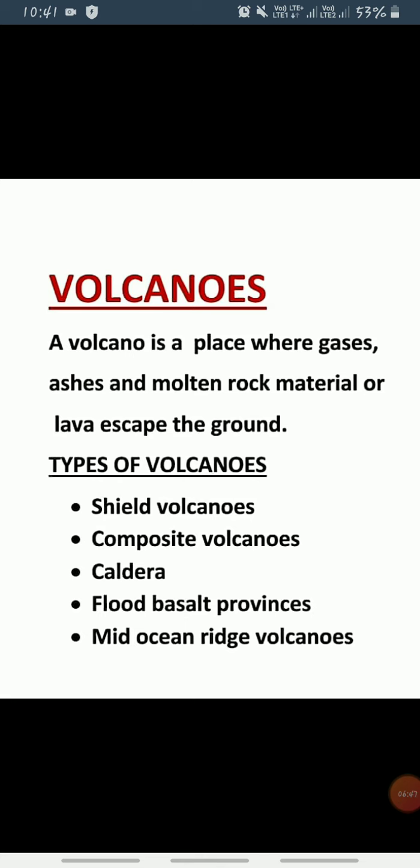So volcanoes we can classify on the basis of the nature of the eruption and the form developed at the surface. So we can divide them into 4-5 parts. First are shield volcanoes, then composite volcanoes, caldera, flood basalt provinces, and the mid-ocean ridge volcanoes. So we will discuss these 5 types of volcanoes, and let's start with the shield volcanoes.